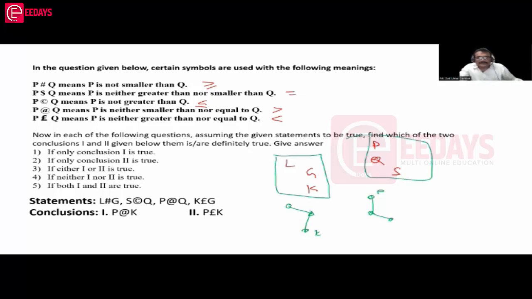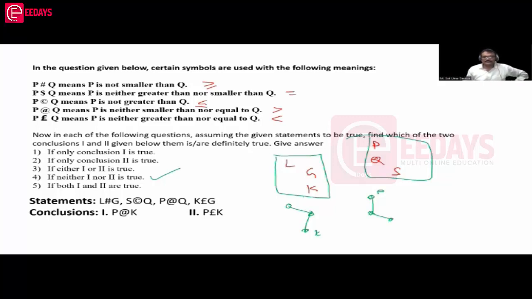So how to compare these two values? How to compare? It is not possible. So P is greater than K, we can't say. P is less than K, we can't say. So what is the answer? Neither one nor two. Option 4 is the correct answer.